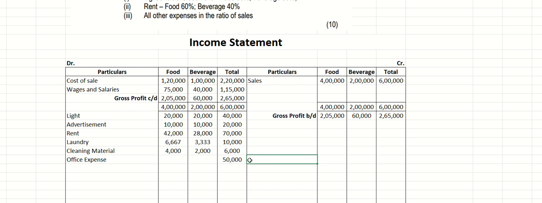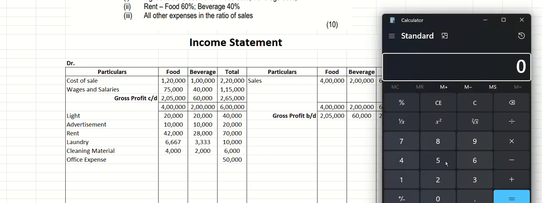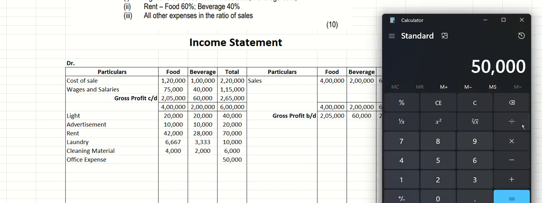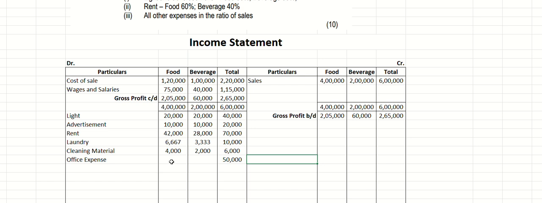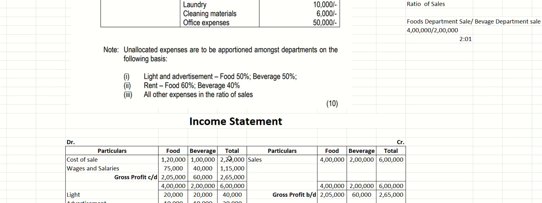Now we are going to divide it into 3 equal parts. 50,000 divided by 3 is 16,667. Let it be. When we multiply it by 2, we get 33,333. So the 2 parts, since the ratio is 2 is to 1, go here, 33,333, and the single part, 16,667, goes here. Once again, the total is 50,000. So this is how apportioning is done.